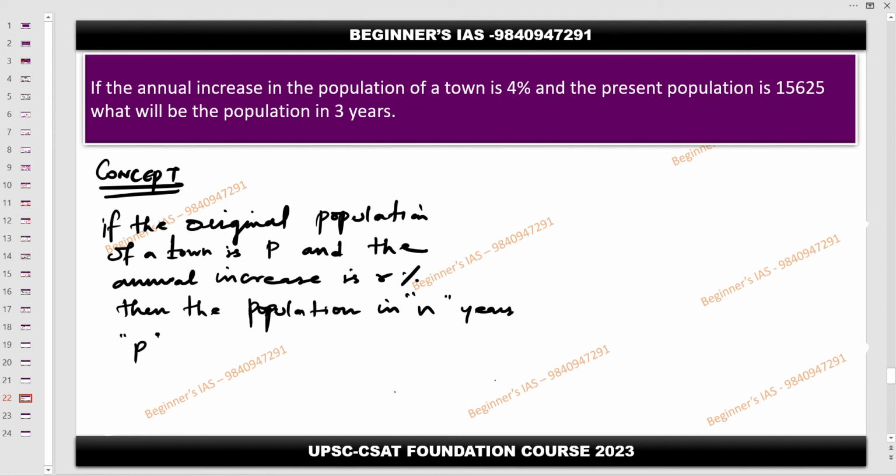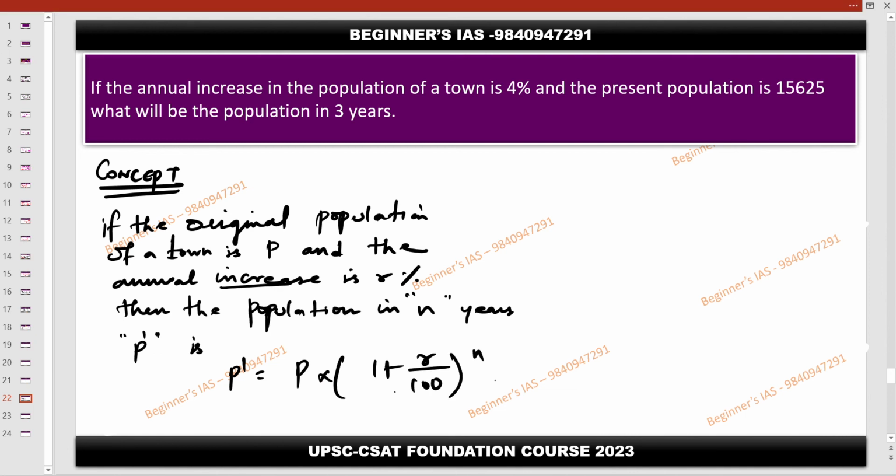Fine. Then population after n years is going to be P dash. The question is dealing with this kind of thing. P dash is equal to P into 1 plus R by 100, the whole power n. Listen, the question is dealing with the increase. Increase means positive, decrease means negative. Now tell me the answer for this question. If the annual increase in the population of your town is 4%, the present population is 15625, what would be the population after 3 years?